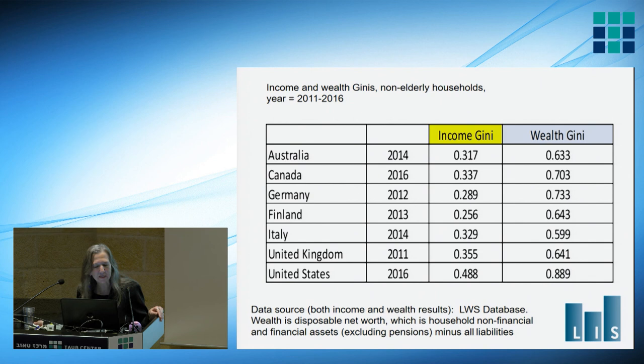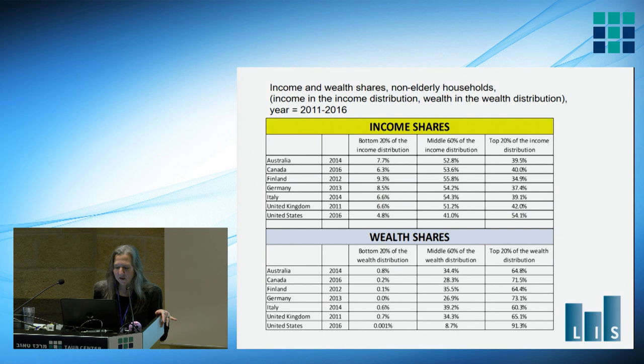What is jumping off this page is fairly obvious. Wealth inequality is exceeding income inequality. This is simply the Gini measured the same way. And so look at the US, 0.488, which is very high among rich countries, in income inequality. And the wealth Gini is 0.889. Take a look here. Again, I'll just point you to the US. The top 20% of the income distribution holds 54% of income. The top 20% of the wealth distribution holds 91% of the wealth. You can tell these stories over, and in fact, the smaller you make that top piece, the more shocking the finding is.